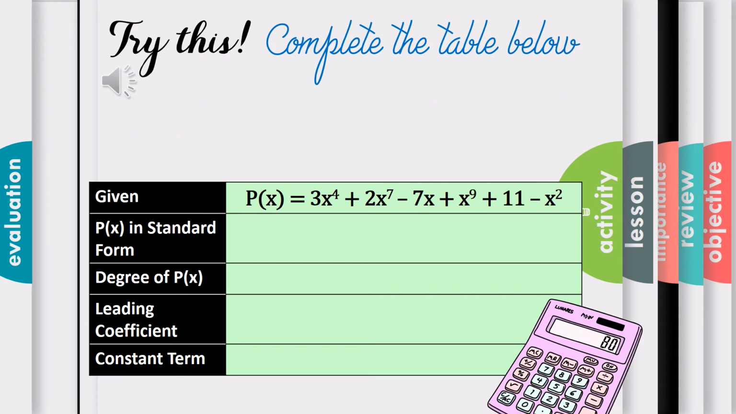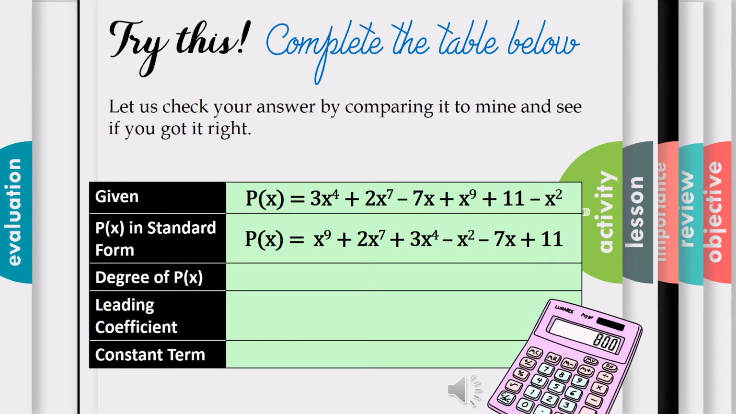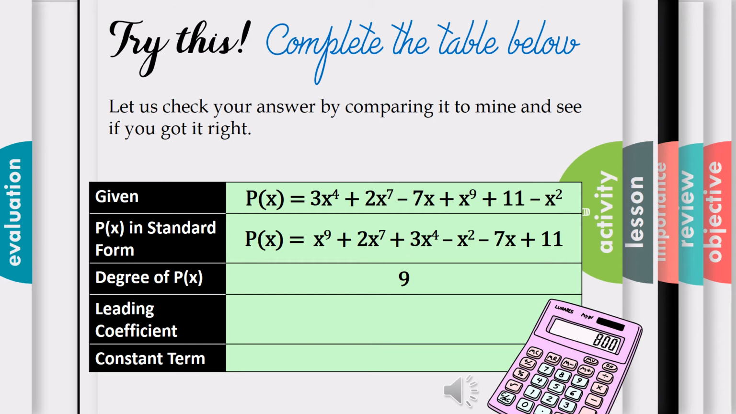Now let us check your answer by comparing it to mine and see if you got it right. The standard form of our polynomial function is p of x equals x raised to 9 plus 2 times x raised to 7 plus 3 times x raised to 4 minus x squared minus 7x plus 11. The degree of our polynomial function is 9, the leading coefficient is 1, and the constant term is 11.